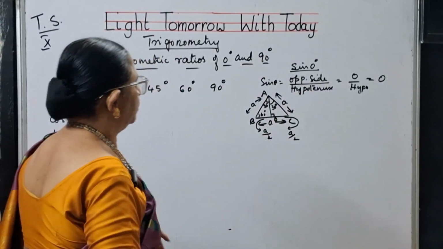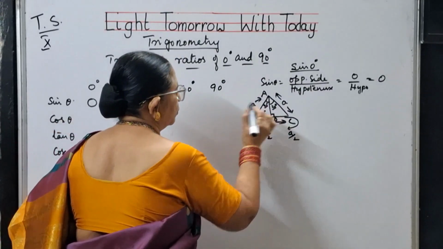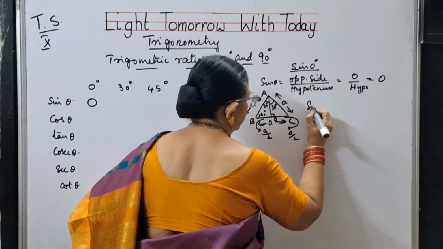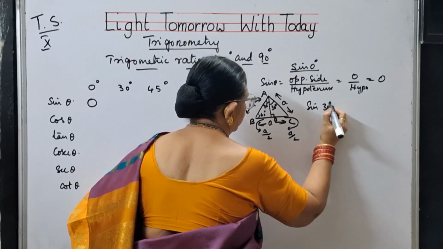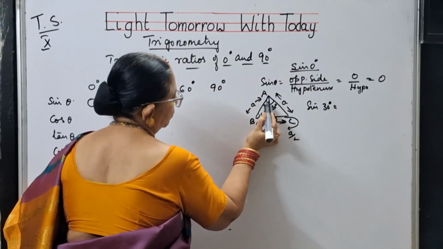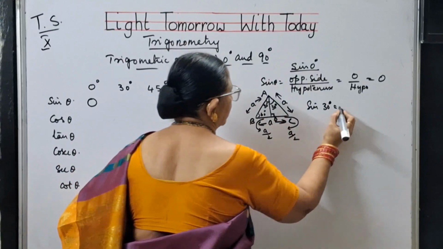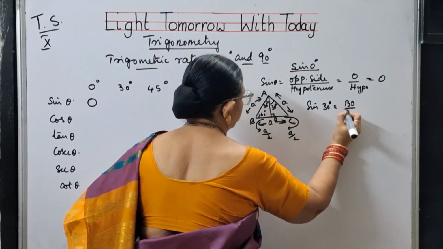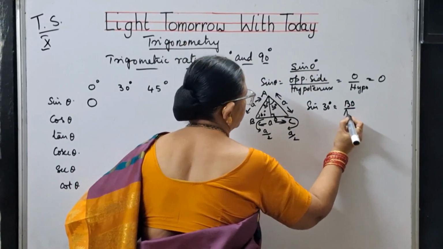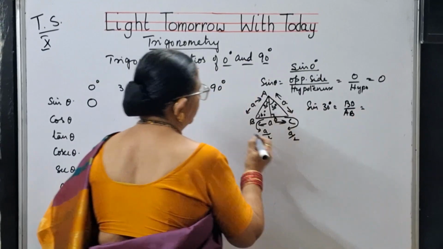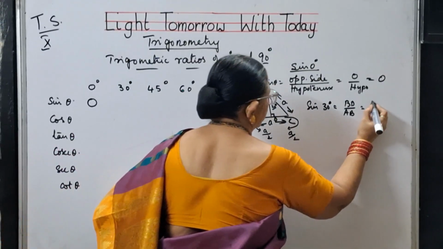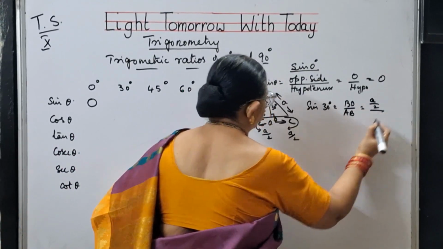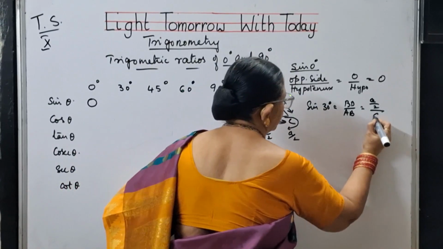Totally, these two parts become a by 2. So sine 30. What is sine 30 degrees? 30 degrees means this angle. For this, the opposite side is BD and the hypotenuse is AB. Now what is BD? BD is a by 2, and the hypotenuse is a.